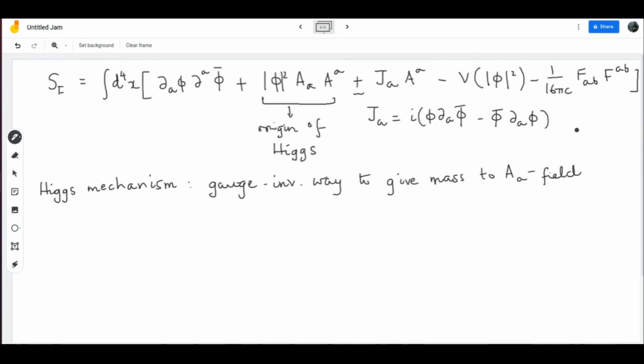How does the mass of the field relate to long range and short range interaction? I actually told you this in one of the classes: if a field has mass, then the range goes inversely as 1 over mass.